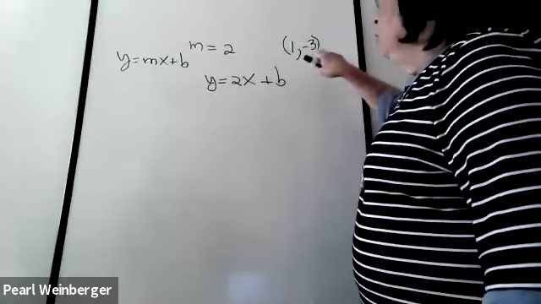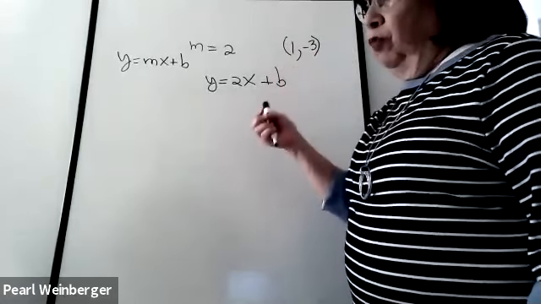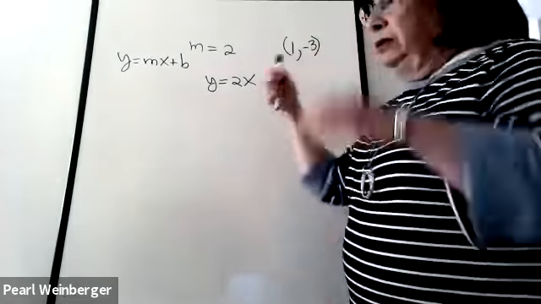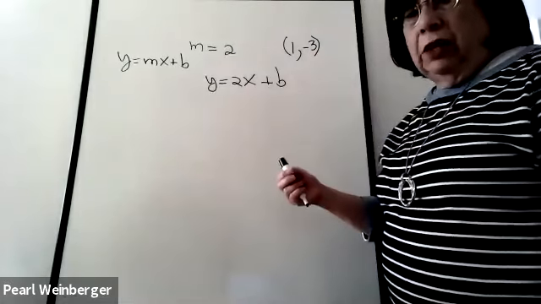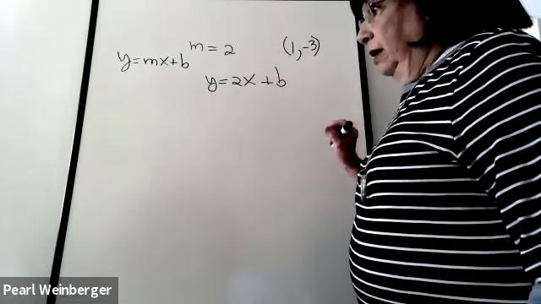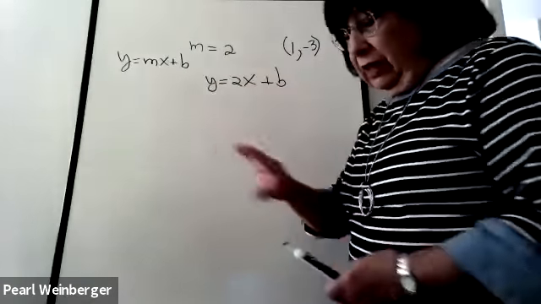Now I can't say the y-intercept is -3 because the only time I have a y-intercept is if the first number, the x number, is 0, then the second number is where it's crossing the y-axis. The y-intercept is where it's crossing the y-axis. But you can always figure this out.